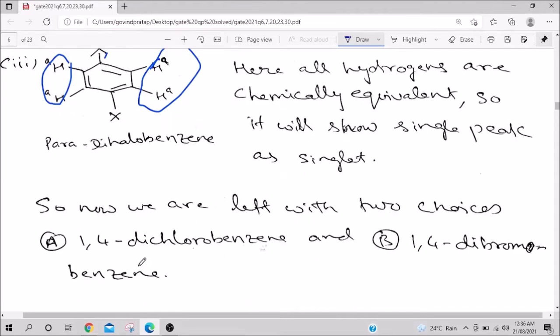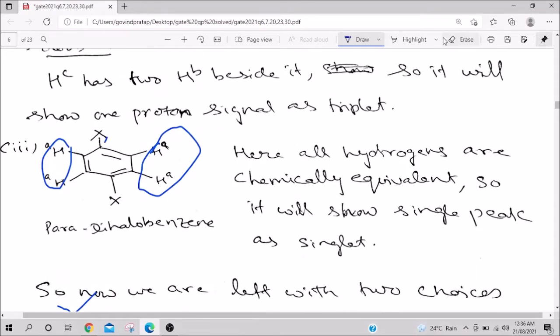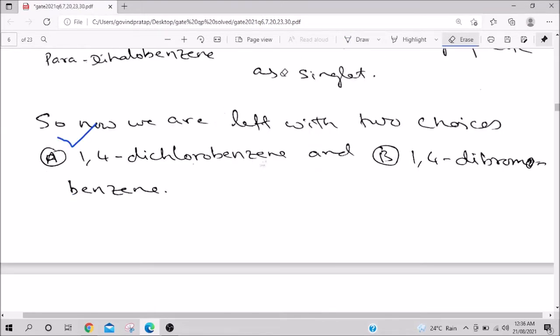So now I am left with two choices. What are the two choices? 1,4, that means para. Let me explain why it is 1,4. You start counting from any of the halogens: 1, 2, 3, and 4. So at position 1 and 4, there are two halogens. So it is 1,4 dihalogen, 1,4-dichlorobenzene or 1,4-dibromobenzene. So between these two, we have to differentiate.